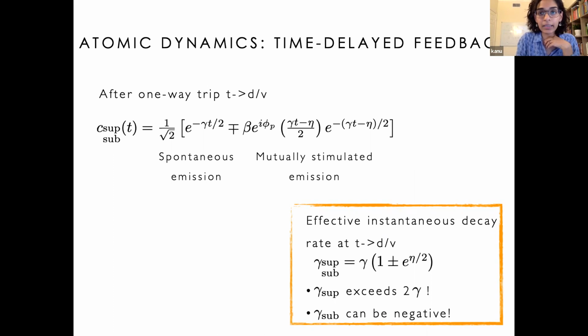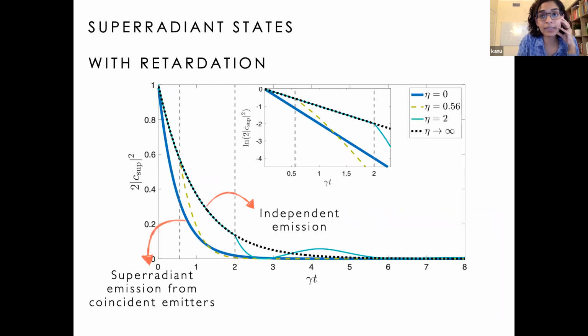Okay, and we can look at these dynamics as in this picture, where what we are looking at is various time evolution for different distances between the atoms. So, for example, this blue solid curve that you see corresponds to the atoms being on top of each other. So that's just regular superradiance for 2 coincident emitters. The black dotted curve corresponds to the atoms being infinitely far apart. So they emit pretty much independently throughout.